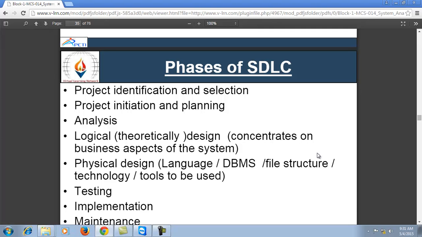So with this, we are about to finish this system development lifecycle phase.